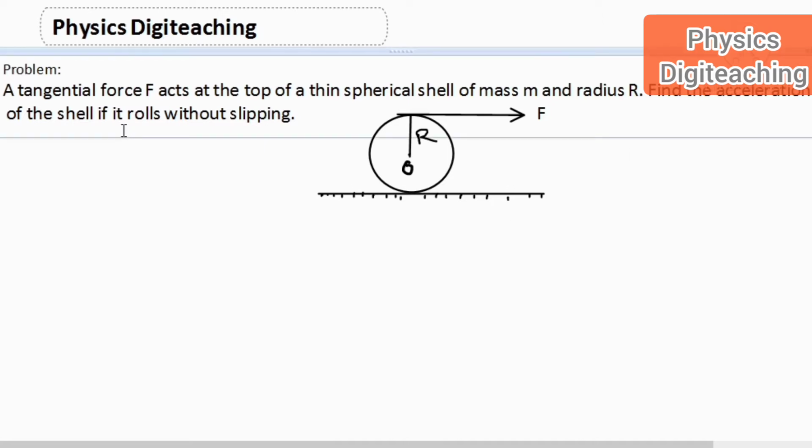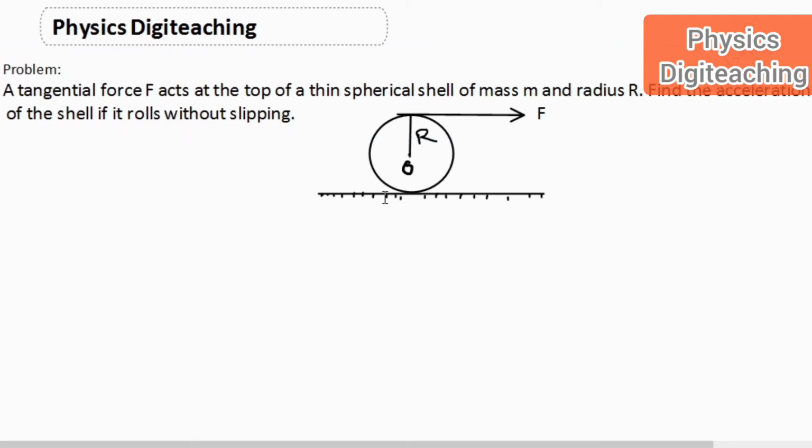The surface is rough. Why? Because in our question it rolls without slipping. No slipping, that is, friction is present. Here is our force of friction, small f, along this direction.